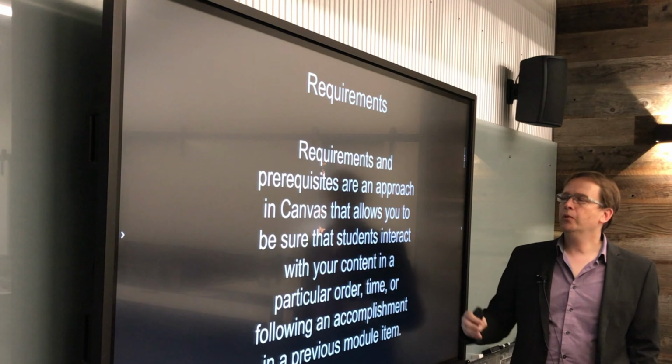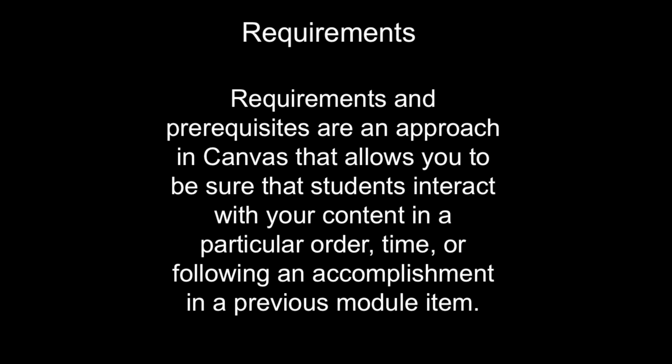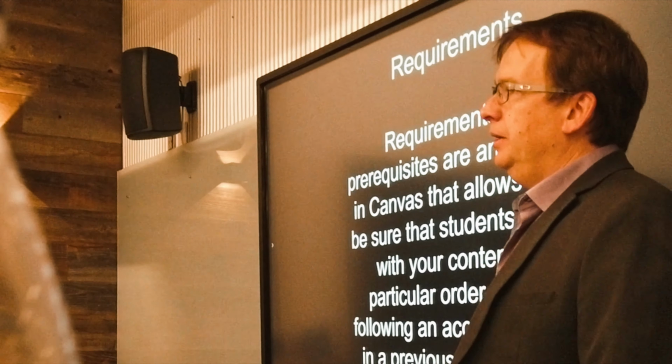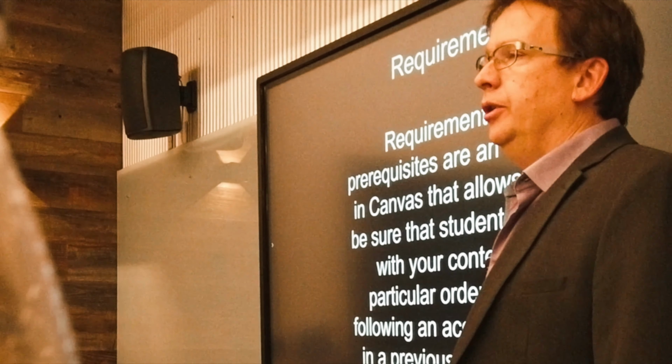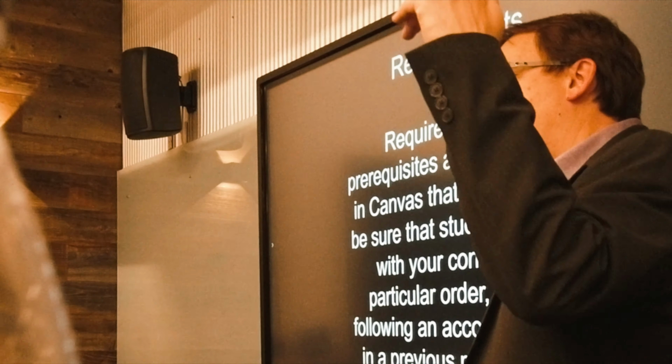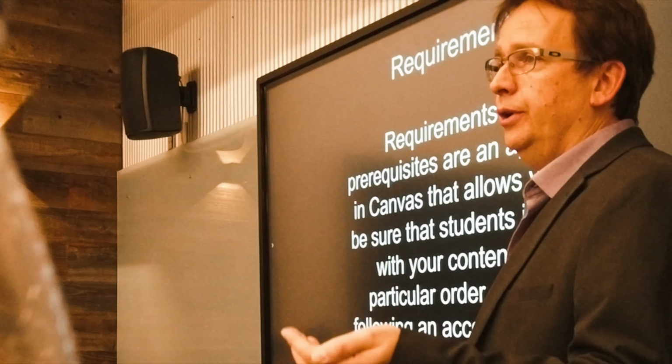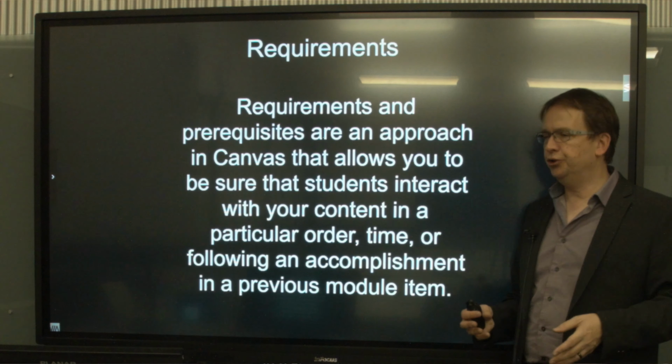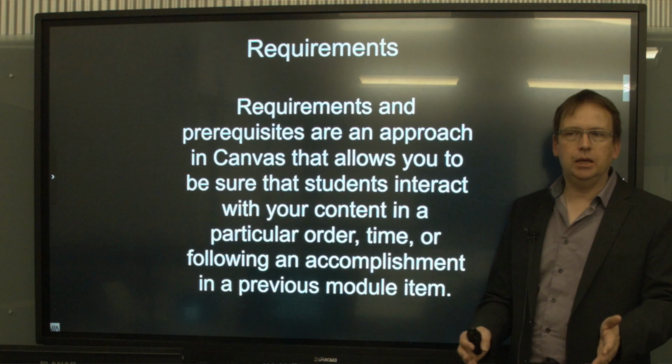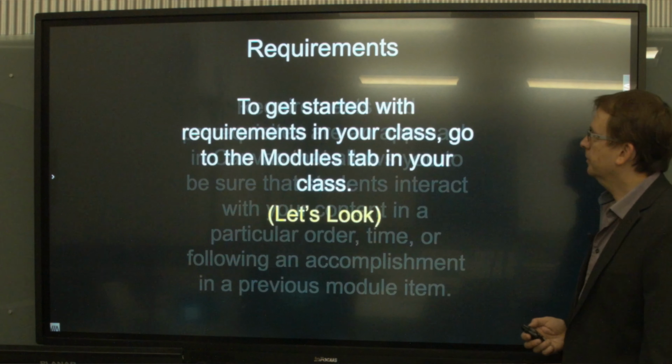Requirements and prerequisites are an approach in Canvas that allows you to be sure that students interact with your content in a particular order, time, or following an accomplishment in a previous module item. It's basically like saying before you can learn how to go down a really aggressive hill, learning to ski, you first have to practice your turn on a very basic, very minimal hill.